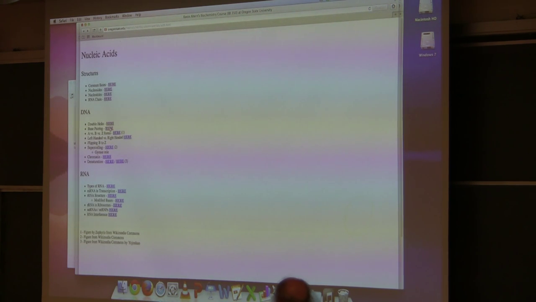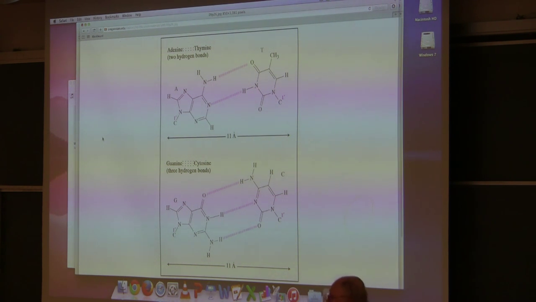Okay. All right. There's the base pairing. There's the AT base pairs that I was telling you about. And there's a hydrogen bond. And there's a hydrogen bond. That's the two hydrogen bonds of AT. And no, you don't need to draw those. There's the three hydrogen bonds of a GC.